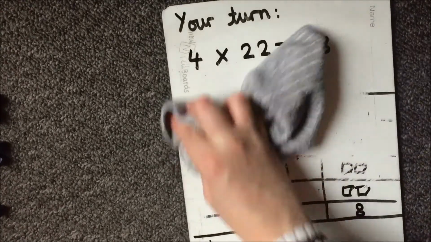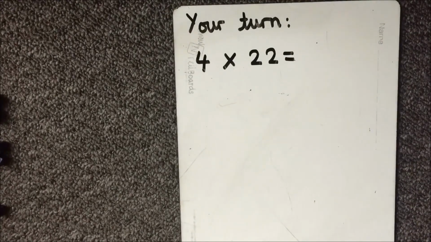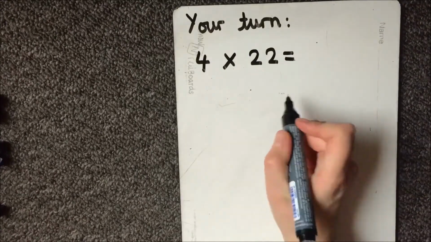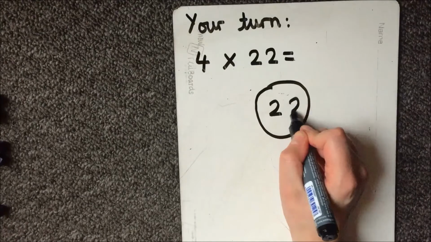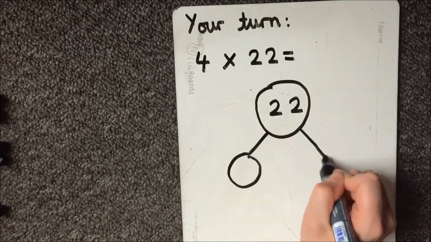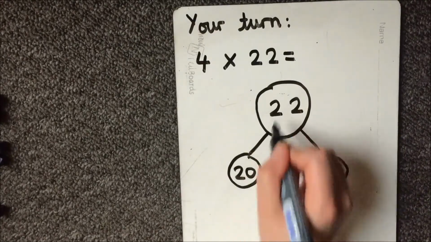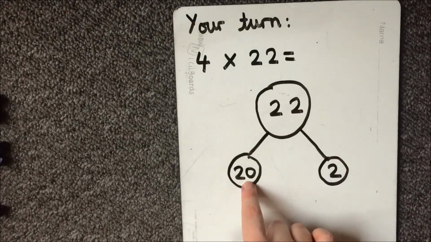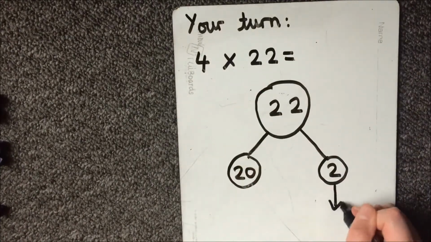Let's rub it out. Can you pause the video and have a go at the partition one now? Unpause when you're ready to go through it. So we take our number here, 22, our 2-digit number, and we need to partition it. What does that look like? We put our 2 from here and our 20 from here. It's important that you write 20 here because this 2 means 2 tens. Then we times everything by 4.